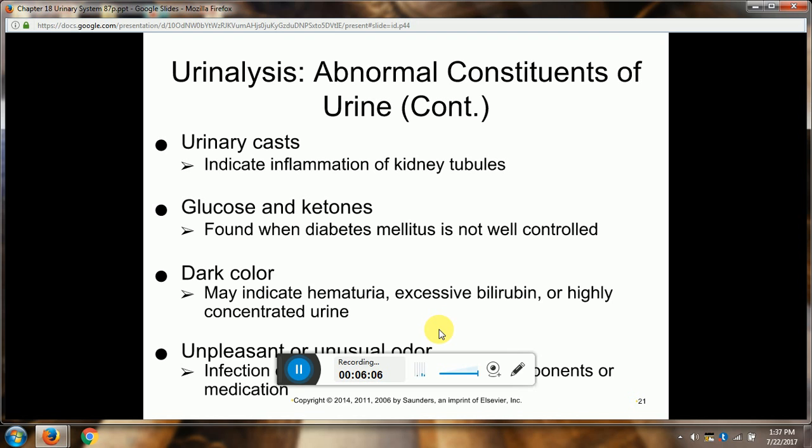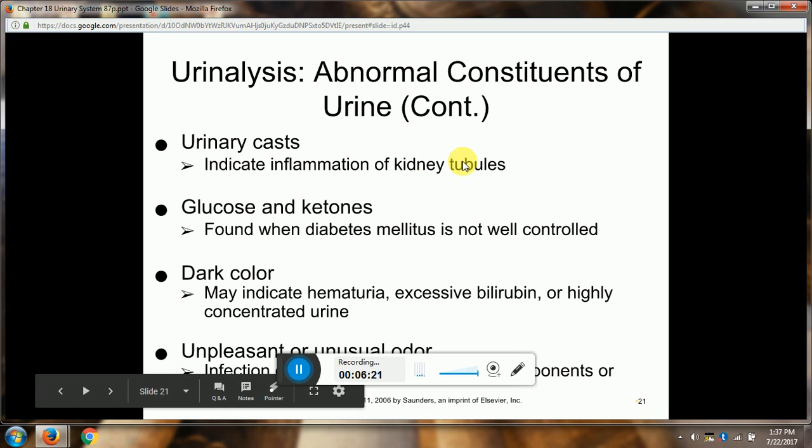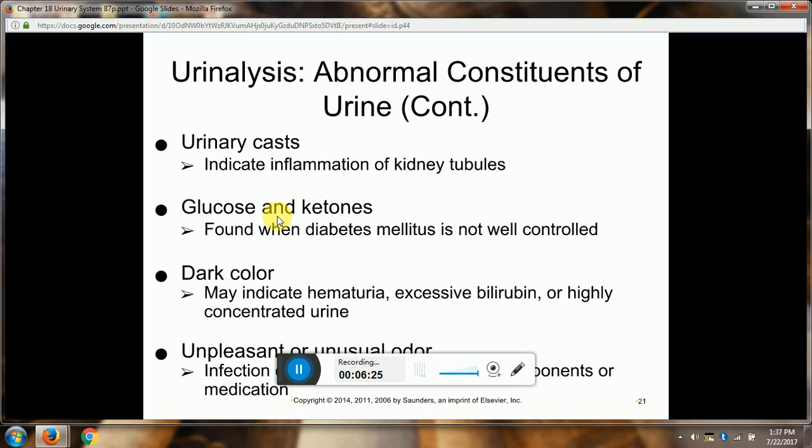Urinary casts are casts of protein, and they take the shape of different things within the kidney. It's usually like a protein mold of the kidney tubules, and that means there's an inflammation somewhere in the kidney tubules. Glucose and ketones should not be present in normal urine, so if they are, that means that person is diabetic and their diabetes is not under control.